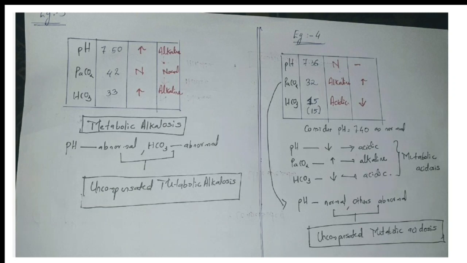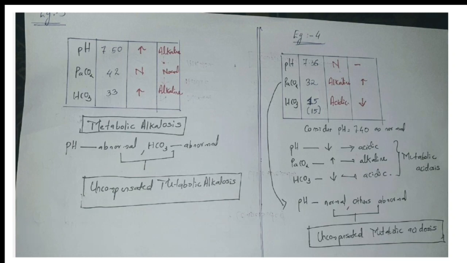I hope those two steps are very much clear to you. Third step is to identify the compensatory level. So here what is the condition? pH is abnormal. HCO3 is also abnormal. So it is uncompensated metabolic alkalosis. pH is abnormal and HCO3 is also abnormal. So it is uncompensated metabolic alkalosis. I hope it is clear to you.